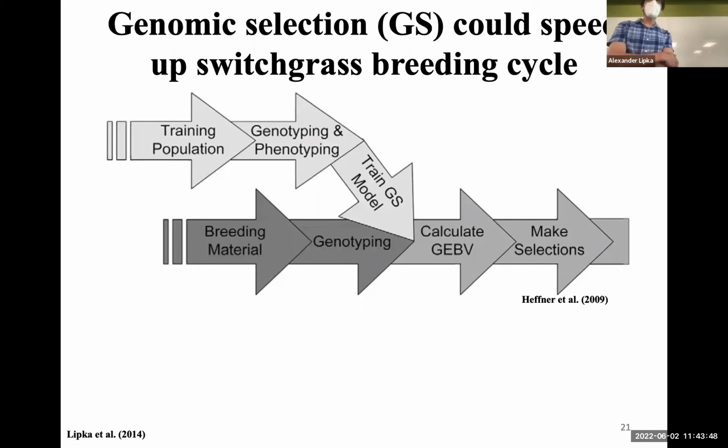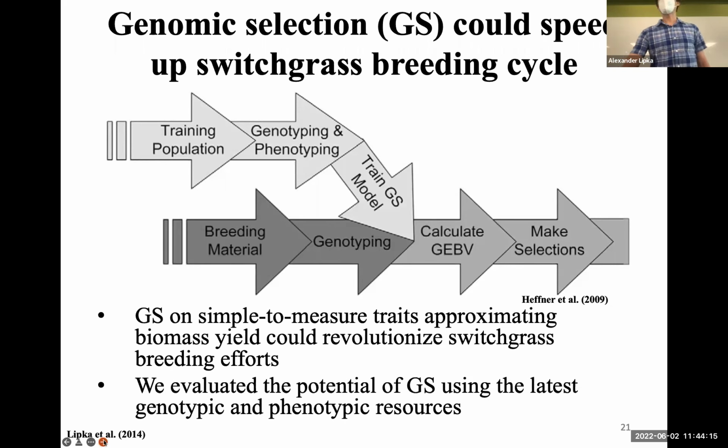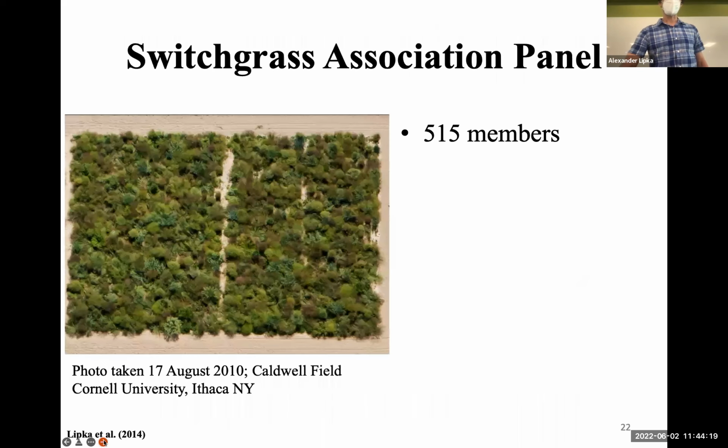And this was looking at genomic selection in a biofuel perennial grass called switchgrass, okay? The underlying rationale here was that if we use genomic selection on simple to measure traits approximating biomass, we could substantially speed up switchgrass breeding efforts, okay? So we evaluated the potential of genomic selection using genotypic and phenotypic resources.